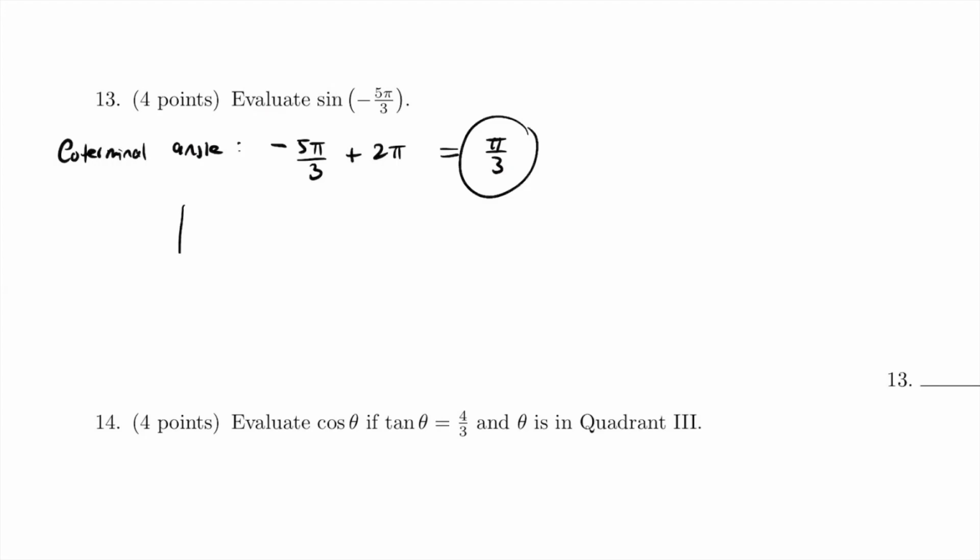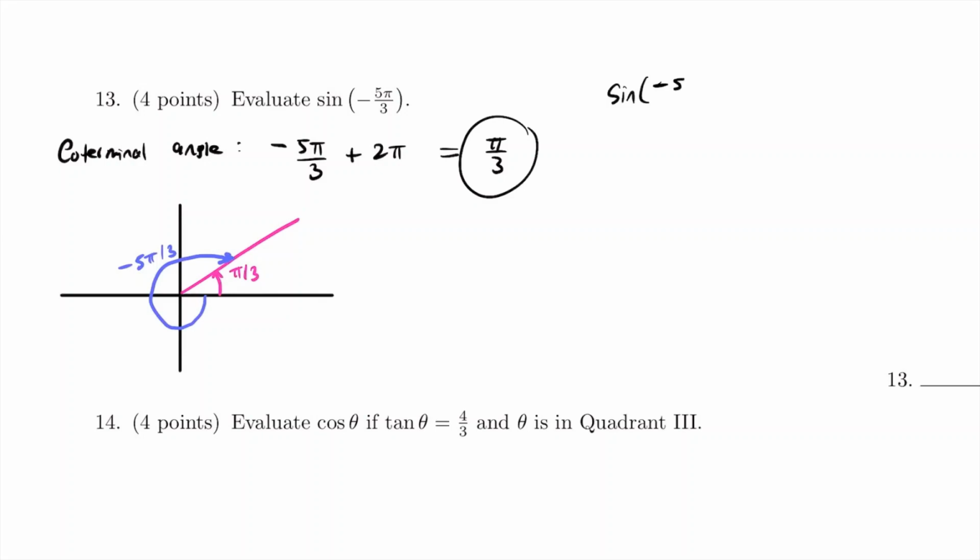So pi over 3 is 60 degrees. So your angle is right here, 60 degrees. So this is pi over 3, which is the same as drawing negative 5 pi over 3. So if you go around this way clockwise, this is negative 5 pi over 3. So you don't really have to find the coterminal, but it's always easier to actually work with the coterminal angle between 0 and 360.